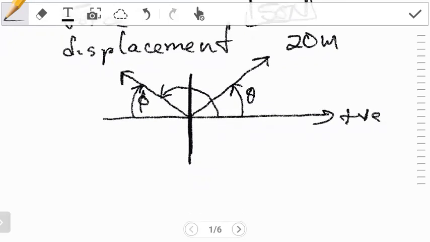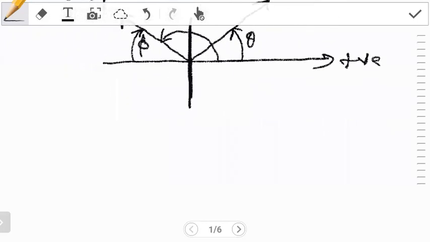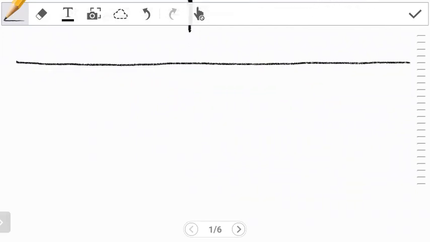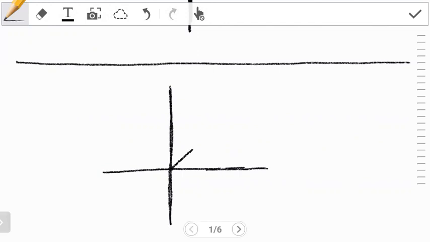Okay, now let's look at our first example. Let's take, for instance, you have a vector A. Let's say this is your x-axis and this is your y-axis. And then you're told that you have a vector A that is in the first quadrant. So this is vector A, and it has a magnitude of 40 meters. So this is a displacement, 40 meters. And then we're told that the angle it makes with the positive x-axis is 30 degrees.